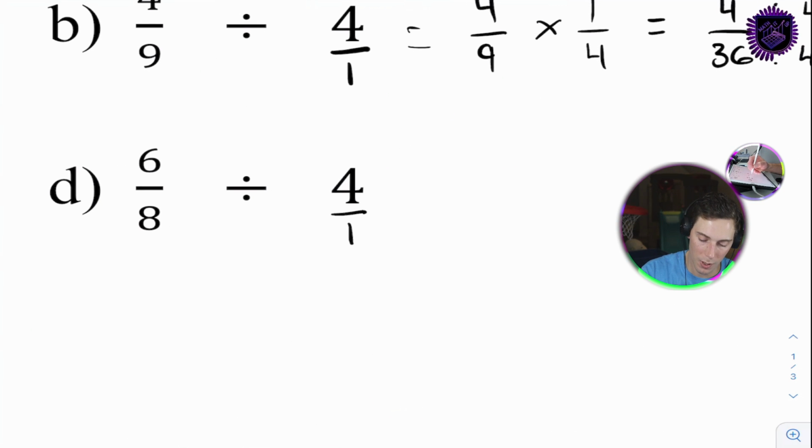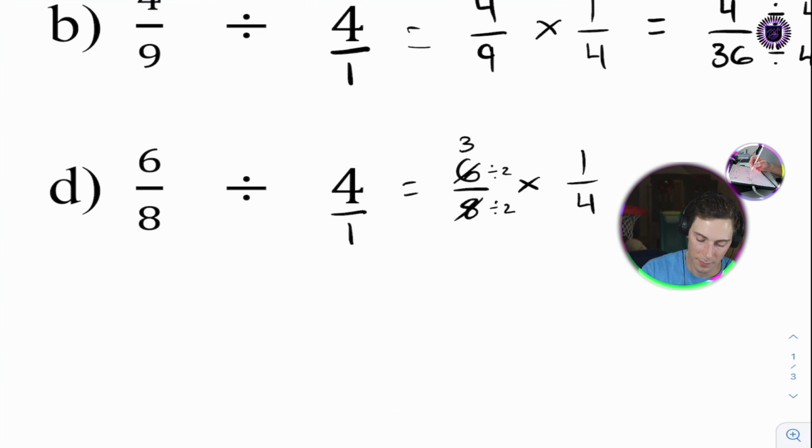Let's write this over 1. Let's write our reciprocal, keep, change, flip. So we're going to keep the 6/8. We're going to change to multiplication, and we're going to write it as 1/4, and then we can simplify. Okay, well, let's do this one first. Let's simplify, divide here by 2 and here by 2, which is going to give us 3/4. All right, that's all we can do.